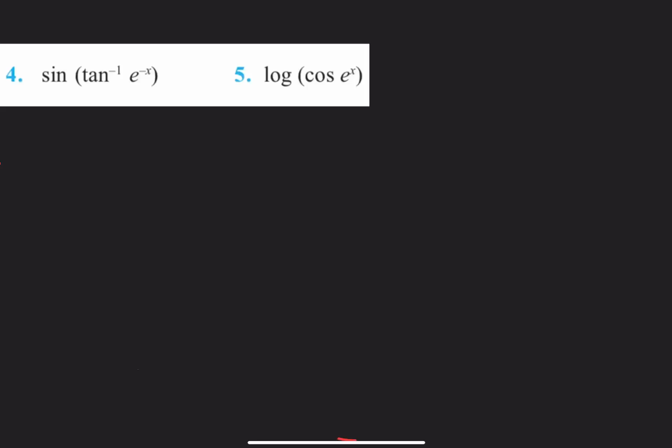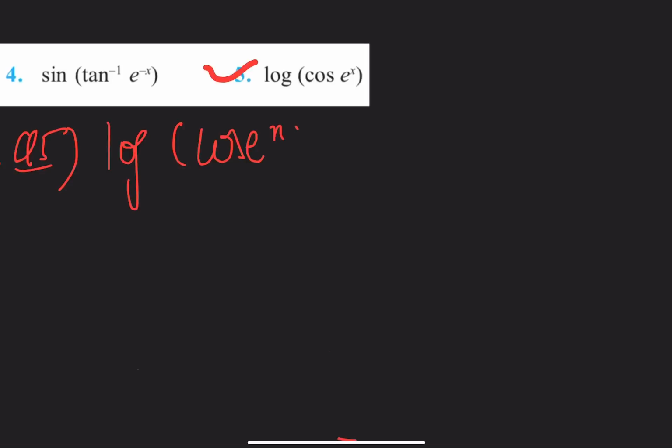Question number 5. Log of cos of e to the power x. A super question. The answer is very, very simple. First, differentiate log. So the derivative of log of cos of e to the power x will be 1 upon cos of e to the power x. Derivative of log is 1 upon x. I'm writing it directly now.